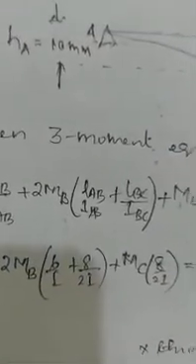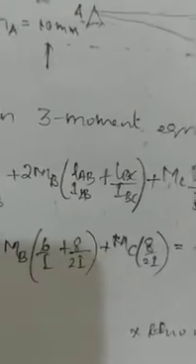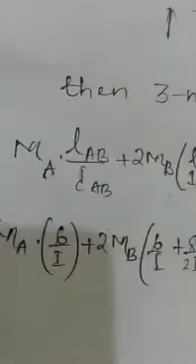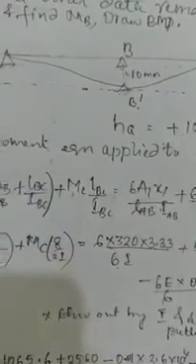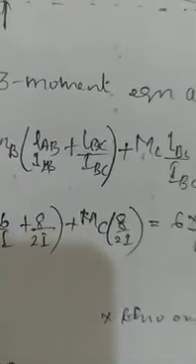The only change we have to make is for HA and HC. The LHS of this three moment equation for the span AB and BC will remain the same. There is no change in the LHS because MA is once again 0, MB to be found, LAB and LBC are 6 and 8 meters, IAB and IBC are I and 2I.